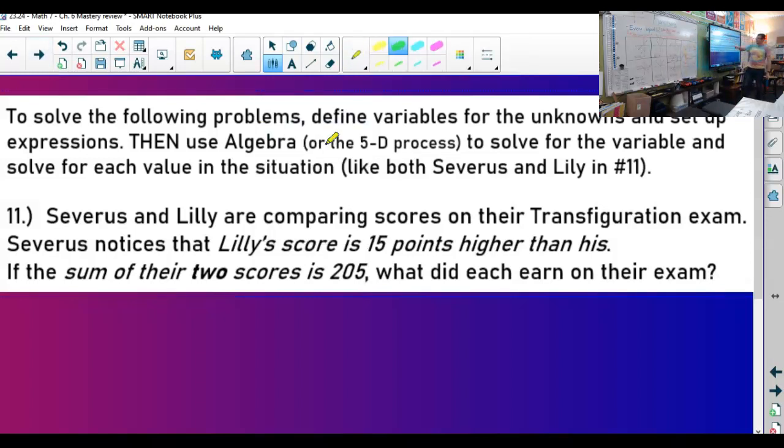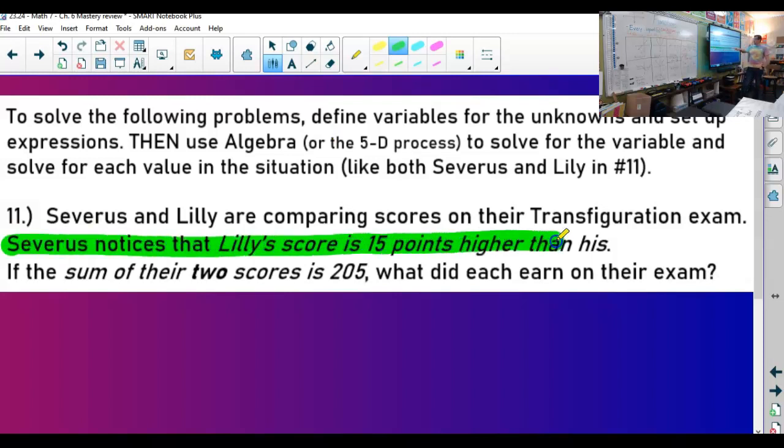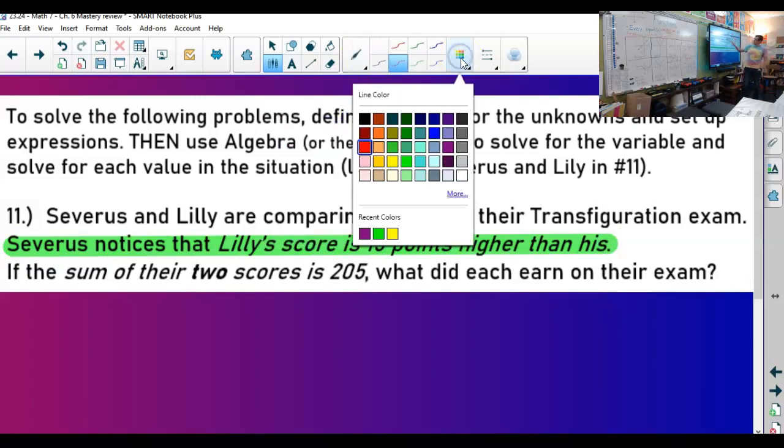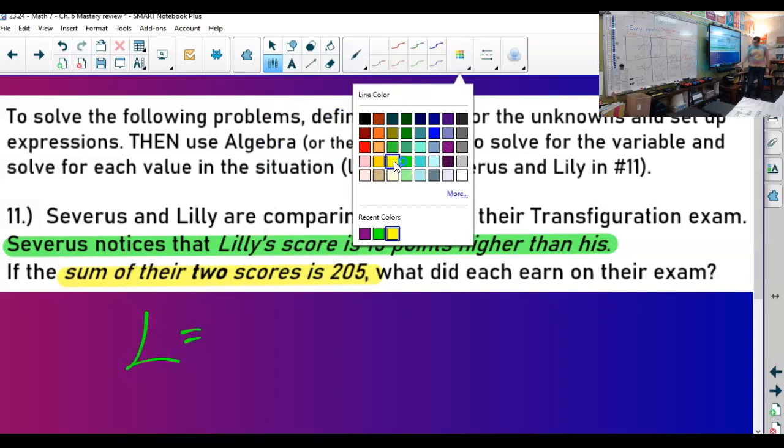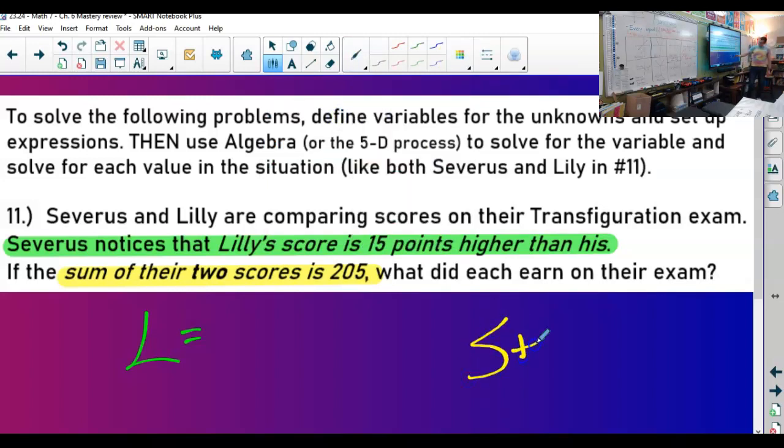I would highlight. Severus notices that Lily's score is 15 points higher than his. Lily's score is... Yes, Severus noticed, but then he says Lily's score is the sum of their two scores. I need both of them. So to sum their two scores, Severus and Lily.